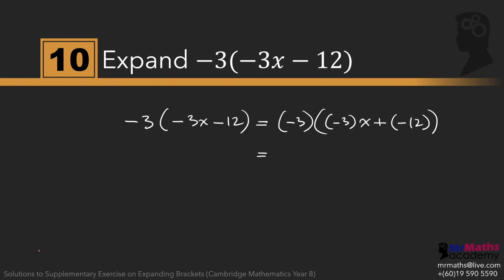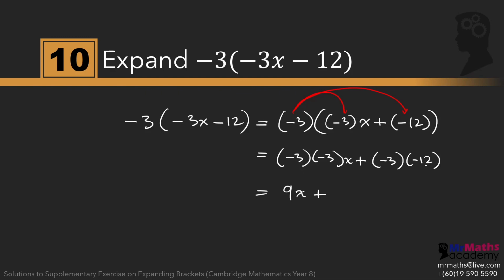Now we can multiply each term inside the bracket with the term outside of it. So this equals minus 3 times minus 3x plus minus 3 times minus 12. So minus 3 times minus 3, two negative numbers meeting becomes positive. So 3 times 3 is 9. 9x plus negative 3 times negative 12 will become a positive number, and that is 36. And this is the final answer.